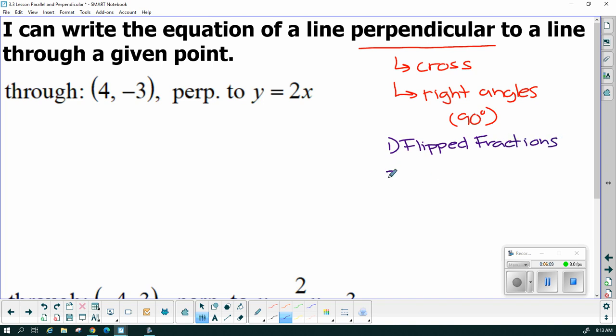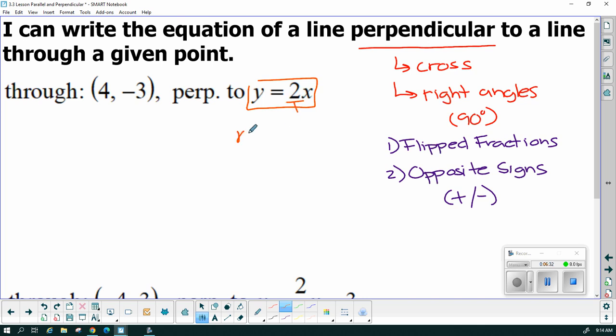And they have opposite signs. So one is going to be positive and one is going to be negative. So one is going to go up to the right all the time and one is going to go down to the right. And that will make sure that they cross, and they will cross at right angles if they have both of these things.